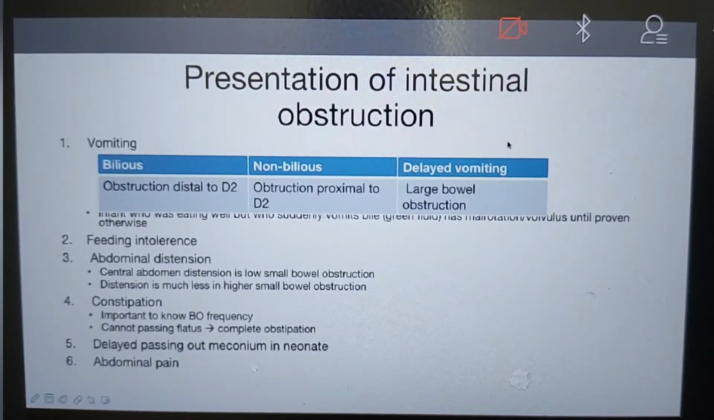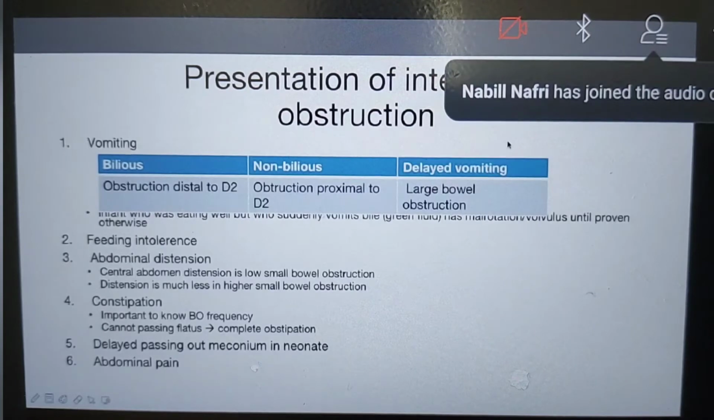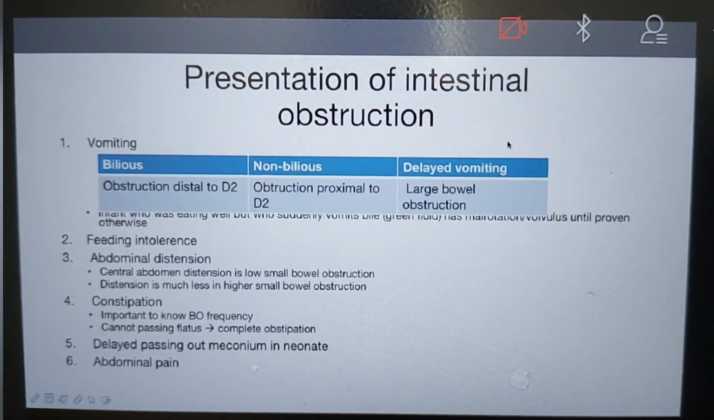They can also come with feeding intolerance and abdominal distension. Central abdominal distension is seen in low small bowel obstruction, and distension is much less in higher small bowel obstruction. Then constipation, so we need to know the bowel opening frequency, and whether they can still pass flatus. They can also present with delayed passing of meconium in neonates. Lastly, abdominal pain. However, babies just cry; they cannot tell us they are in pain.